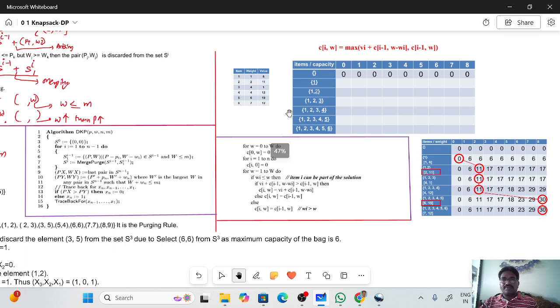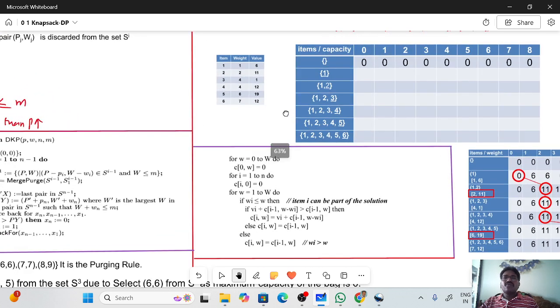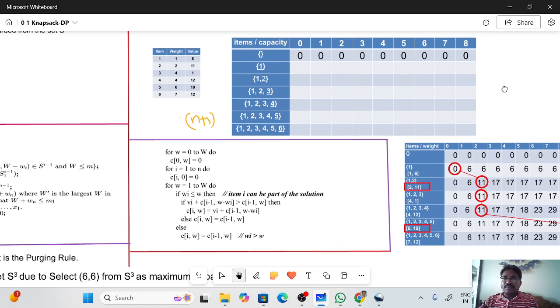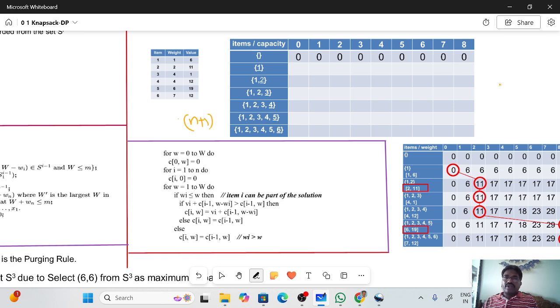So in this tabular method, first we maintain the table size. If you have n number of items, the rows are n plus 1, and the columns, if our knapsack capacity is W, we maintain as W plus 1. So that is our table size.